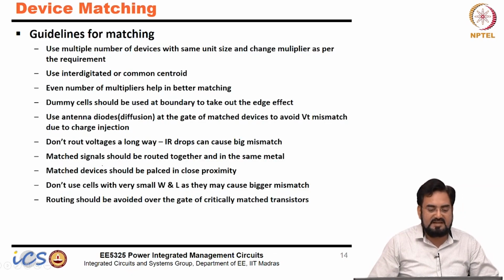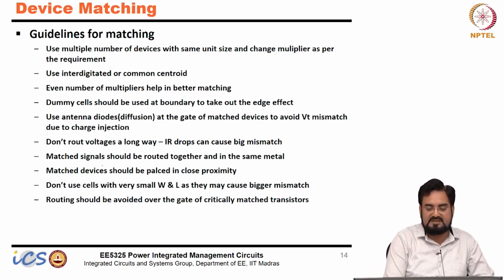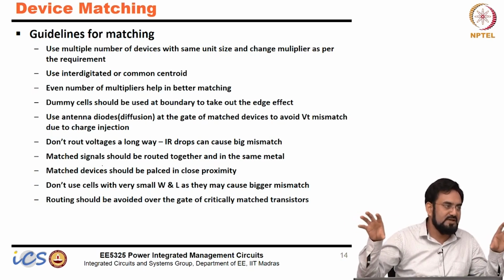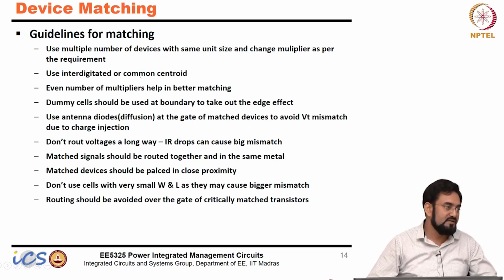So these are some guidelines. Always try to use multiple devices with the same unit size, and change the multiplier as per the requirement. Don't just use a single unit, because otherwise matching won't be good. And we always use interdigitized or common centroid for better matching. Even number of multipliers help in better matching.